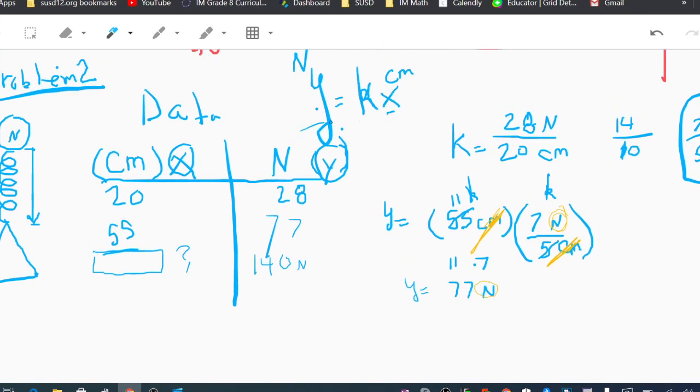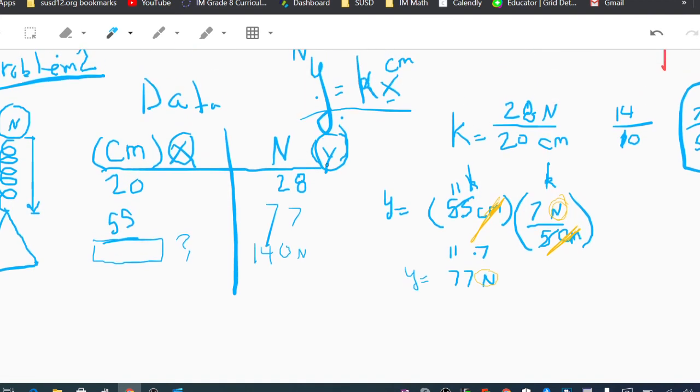Okay, I'm going to use my formula here. So the y equals 140, and that's 140 newtons. I'm going to go ahead and put my units there. Equals k, my constant of proportionality. Let me just write that in. K is 7/5. My units disappeared. There we go. And that 7/5 means 7 newtons for every 5 centimeters. Put your units in your notes. Don't be lazy. Put in your units.